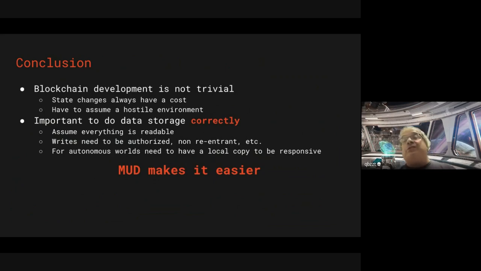And for autonomous worlds, we need to have a local copy so that we can be responsive, so that when a user goes to a new area, say, they don't have to sit there twiddling their thumbs and getting impatient and thinking maybe they should do something else while we're loading state from the blockchain. You don't need to use MUD to get all of those things, but MUD does make it easier, and that lets you focus not on building infrastructure that we at Lattice have already built for you, but on building whatever it is you actually want to build.